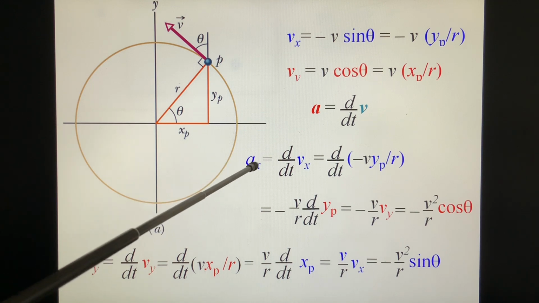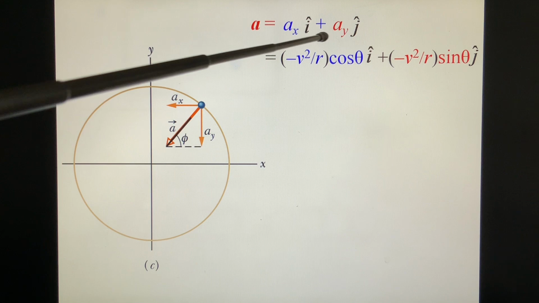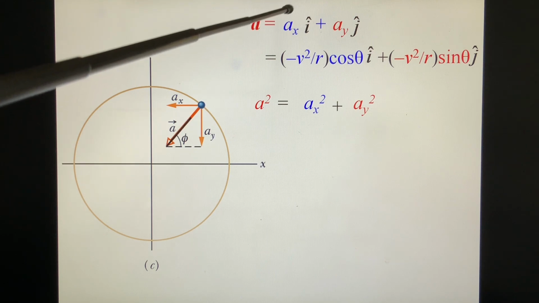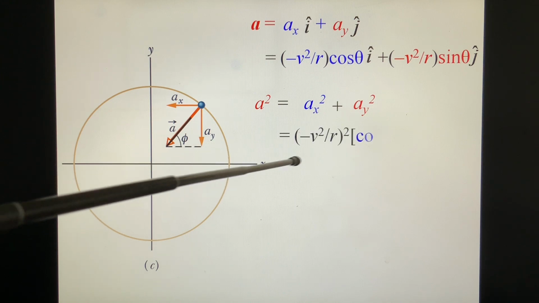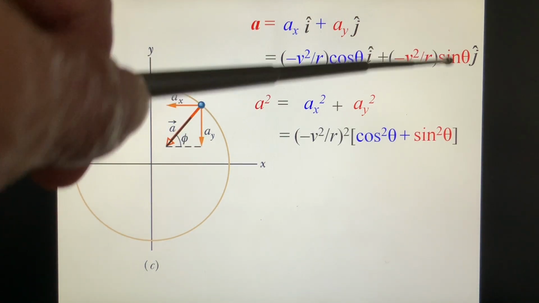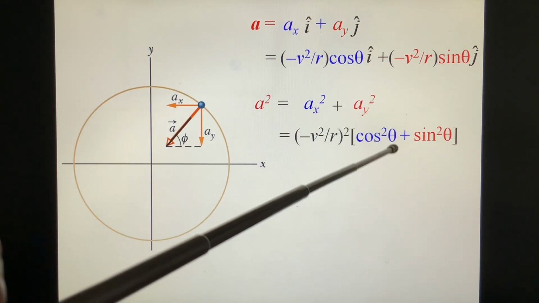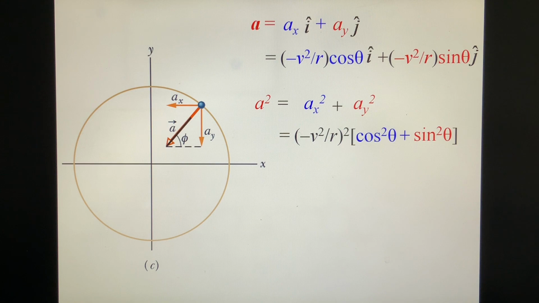Now we have Ax equals minus V squared over R cosine theta, and Ay equals minus V squared over R sine theta. We put these together, and we can find A. A squared equals Ax squared plus Ay squared. We put these inside: the blue one is Ax and the red one is Ay. We take the V squared over R squared out. We get cosine squared theta plus sine squared theta, which equals 1, whatever theta is. So we get A equals V squared over R. This is the magnitude of the acceleration.